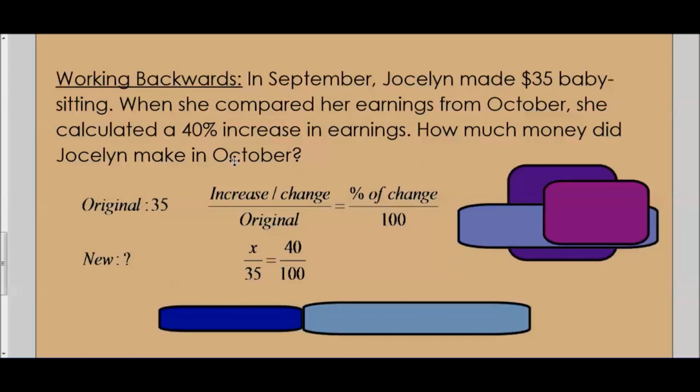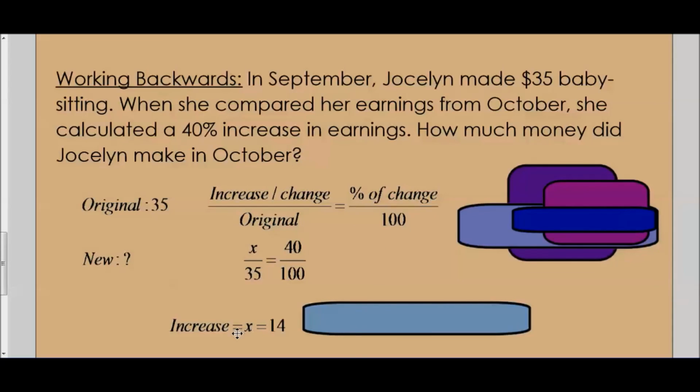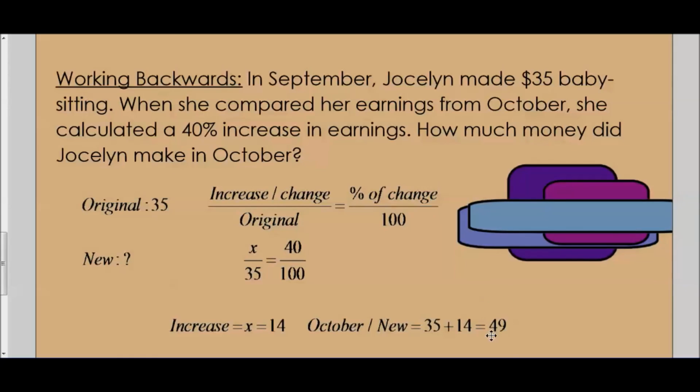We want to figure out how much they're actually making in October. So when we solve that proportion, we figure out that the increase is 14. So she's making 14 more dollars. That's how much it went up in October. That means that she's going to make a total of $49 in October. That's $14 more than the 35 she made in September.